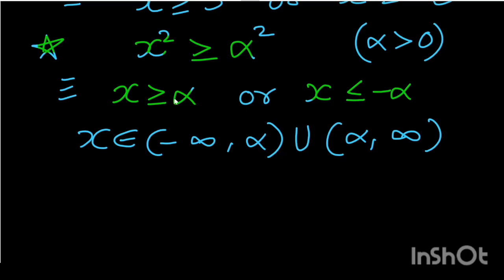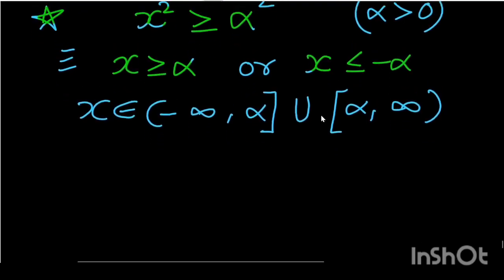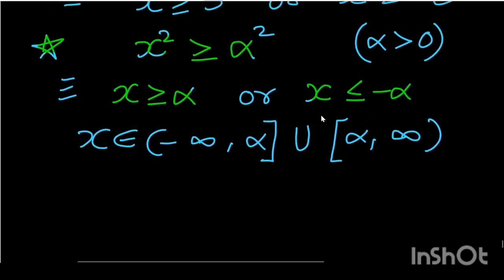One more thing I forgot, actually it should be a greater than sign. Since equality is there, this should be included, guys. In case equality is not there, we will place round brackets instead of square brackets. So x square greater than or equal to alpha square, this is the solution, and this is quite frequently used in questions. Let's take a simple example.